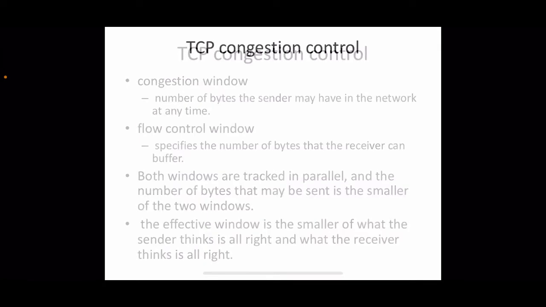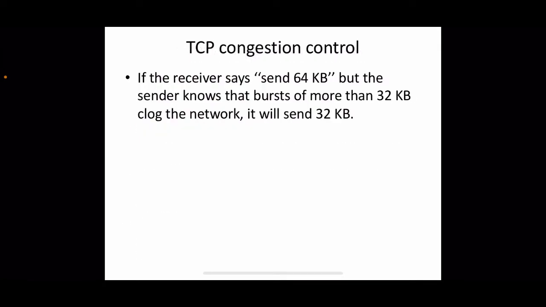Just for example, suppose the receiver says send 64 kilobytes of data, because I have such a buffer capacity. But the sender knows that a burst of more than 32 KB will clog the network, because the network does not have such a capacity. In that case, the sender will only send 32 KB without creating any congestion in the network. So that is the first case: the receiver window is larger, but the network capacity is smaller, so based on the network capacity, the congestion window will be set.